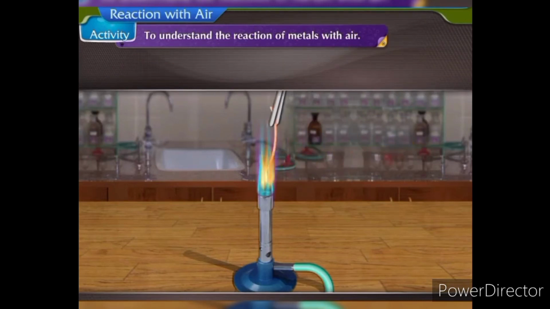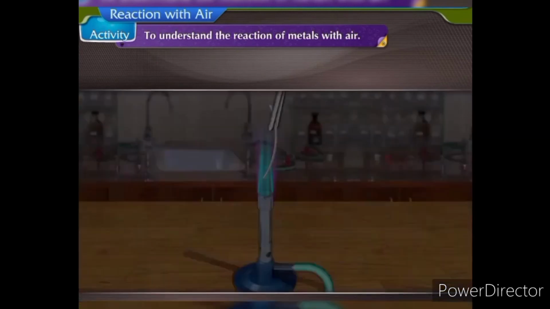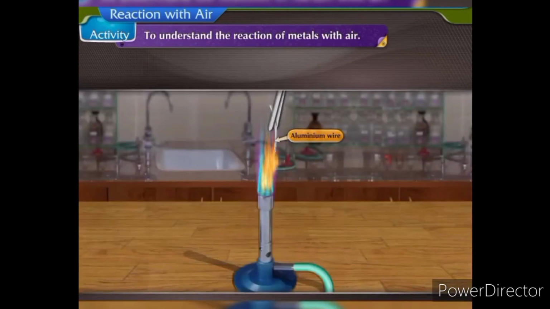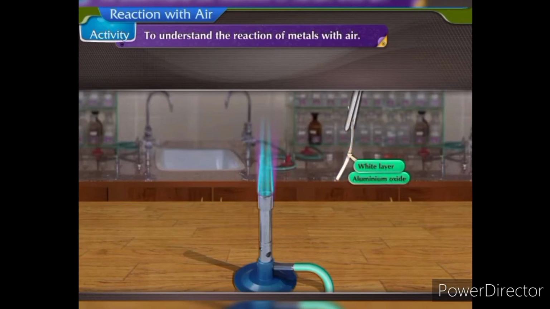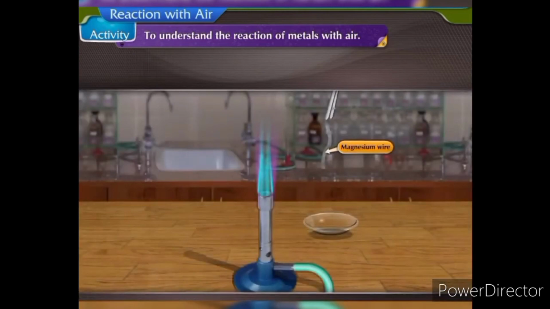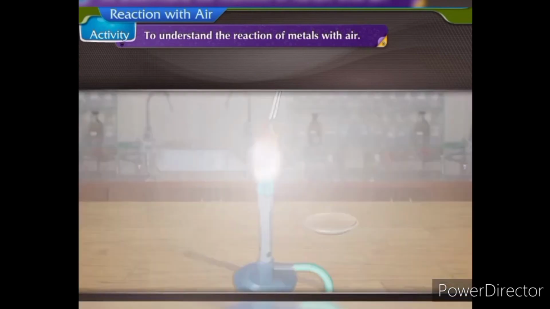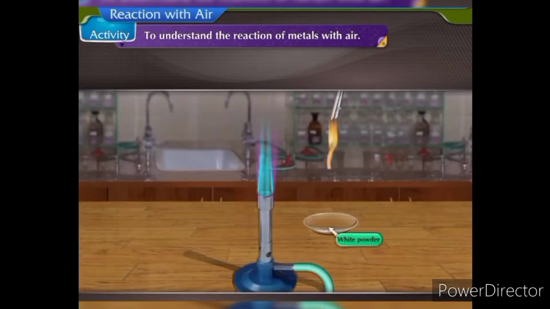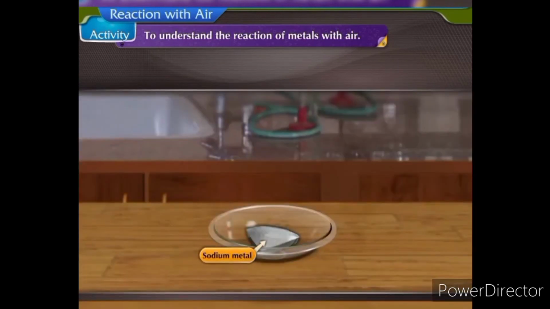Heat it for a longer time. Now we see that a black layer of copper oxide is formed over the wire. Next, heat an aluminium wire. What do we see? There is a white layer of aluminium oxide formed over the wire. Now heat a magnesium wire. What do you observe? The magnesium wire burns vigorously in air, producing a bright light and a white powder of magnesium oxide. Next is sodium metal.